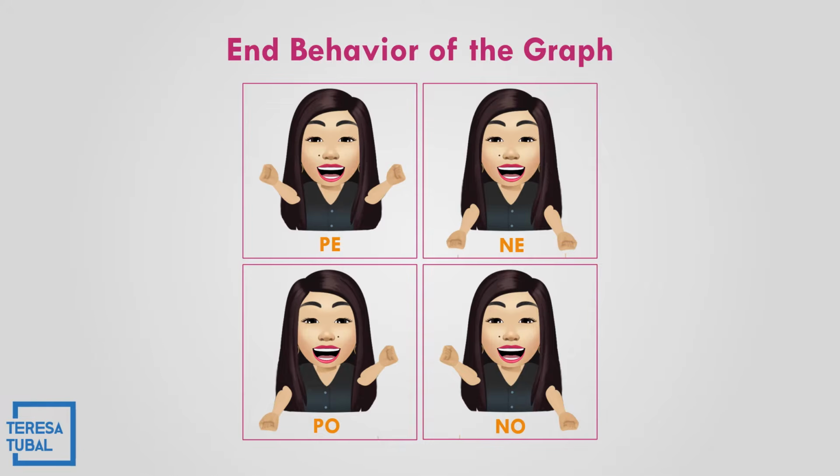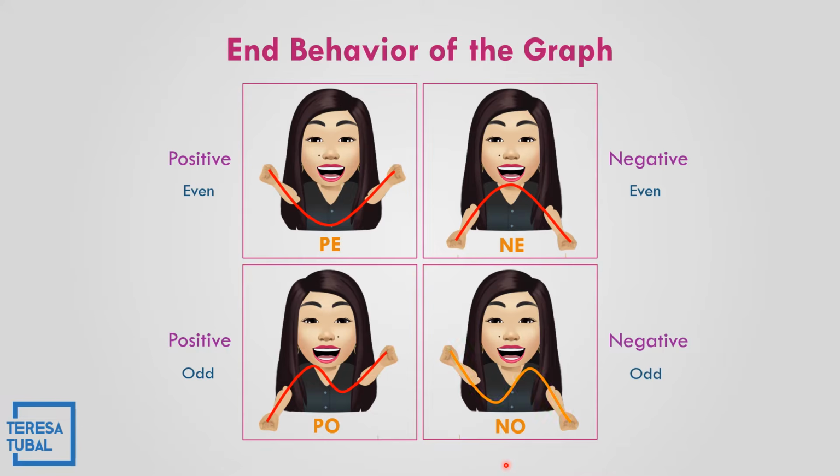It is also important to identify the end behavior of the graph of the polynomial functions. PE represents positive even, y approaches positive infinity. NE, that is negative even, y approaches negative infinity. PO, that is positive odd, the graph is increasing from negative infinity going to positive infinity. NO, that is negative odd, the graph is decreasing, y approaches from positive infinity going to negative infinity.